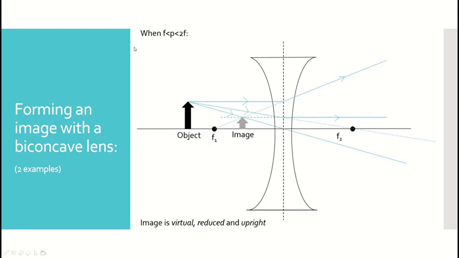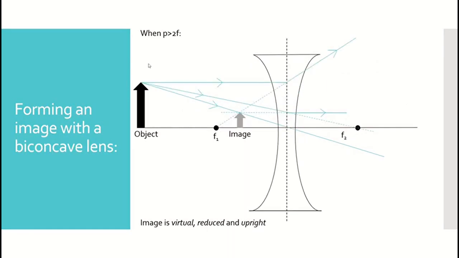When the object is placed between the focal point and twice the focal point distance, the image formed is virtual, reduced, and upright. When the object is placed at a distance larger than twice the focal point distance, the image is also virtual, reduced, and upright.